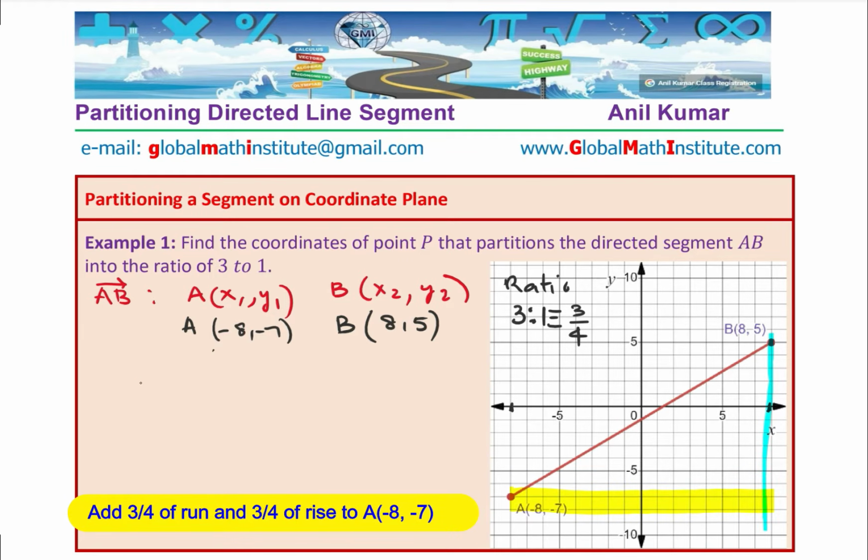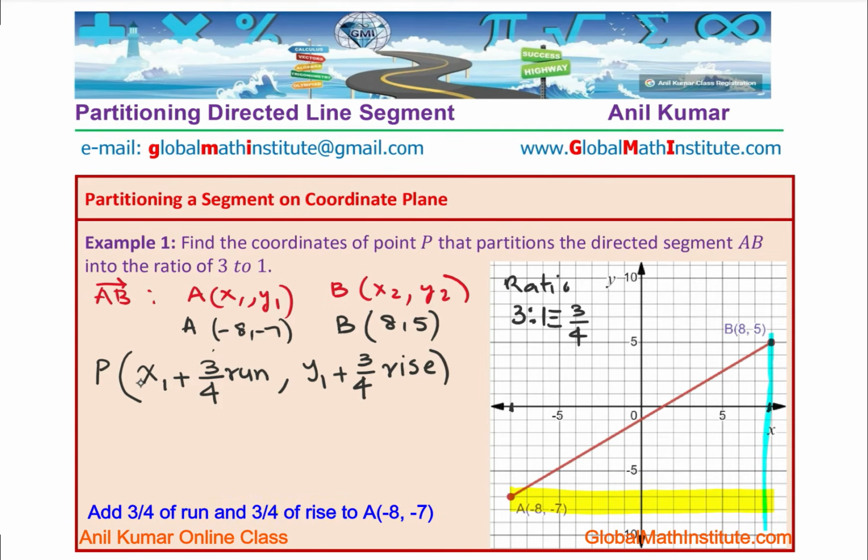Perfect. So let's figure out how much are we going to add to these values of x. So basic formula for getting the point P is x1, the value of A, plus 3/4 of run. And as far as the y coordinate value is concerned, it will be y1 plus 3/4 of rise. Is that clear to you? Change in y. So this is change in y, delta y, and that is change in x, delta x, which we are calling as run.